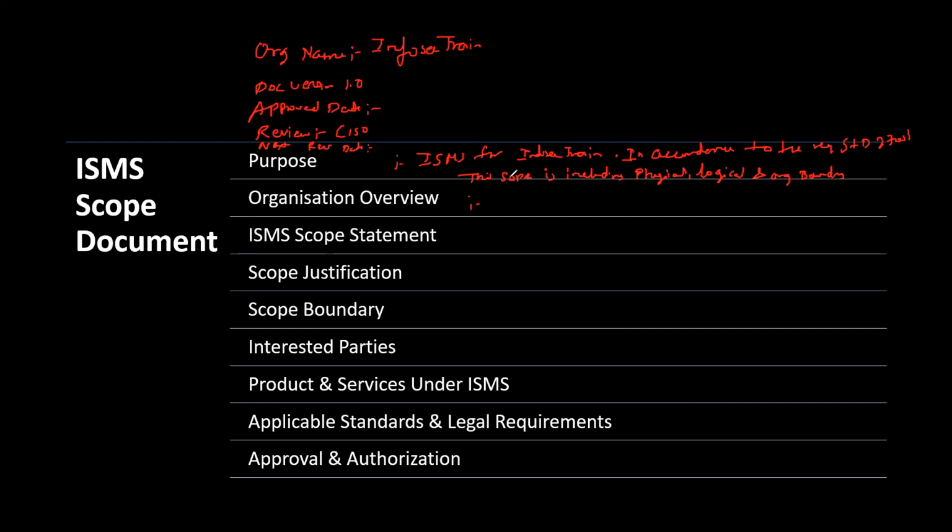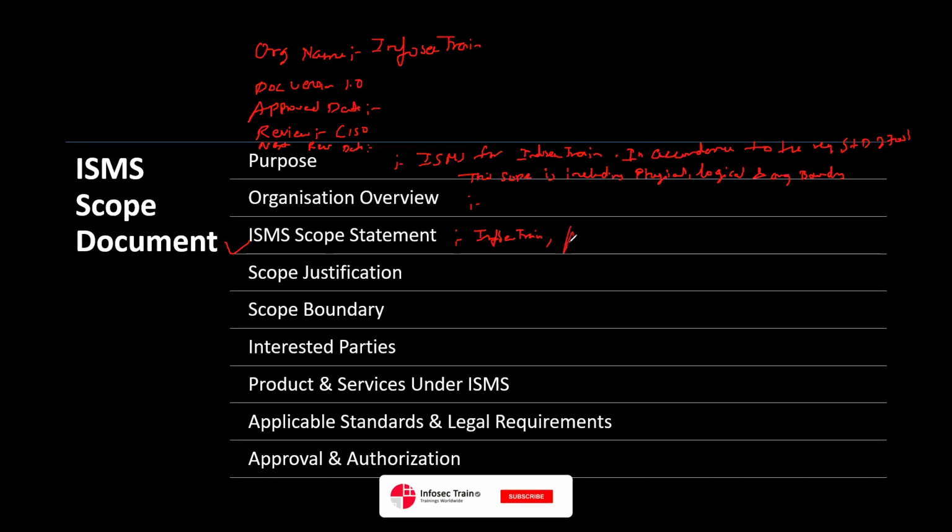Now, once you have given the information about the organization, then we will be moving on to the next page, the ISMS scope statement. Okay, here you are going to provide the scope information: that information security management system for InfosecTrain. Okay, what all things are you going to cover?